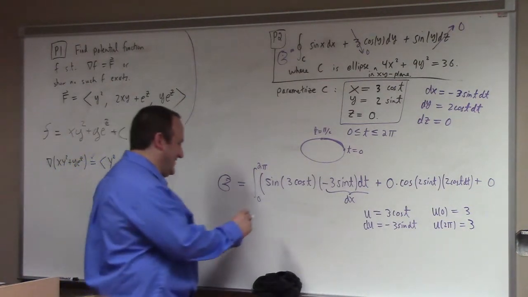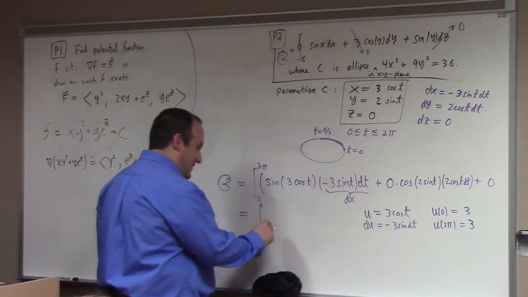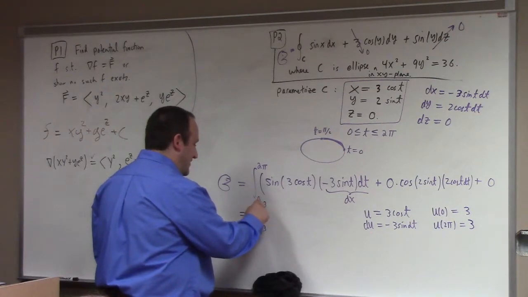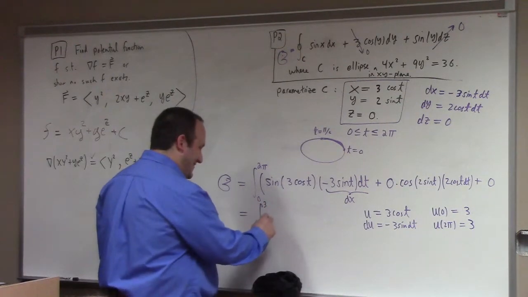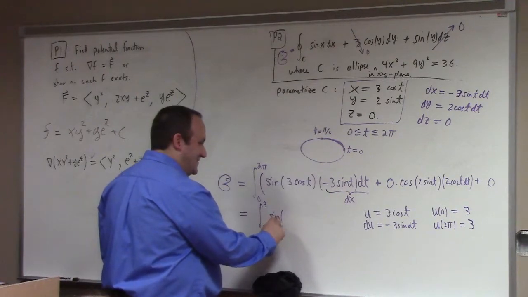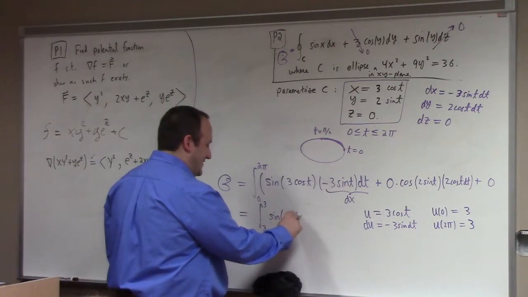So when you make the u substitution here, we find ourselves with a very unusual kind of integral. Integral from 3 to 3 of sine u du. That's 0.